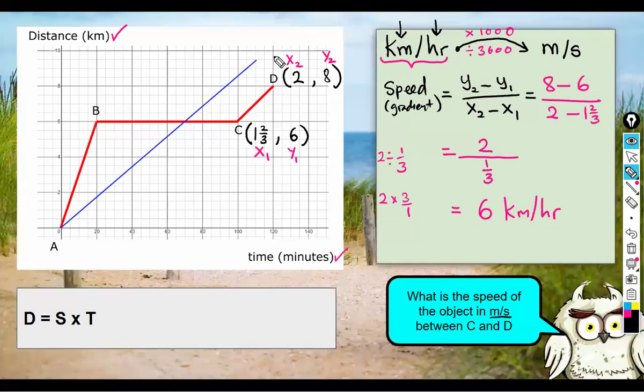Remember how we got the 2 over here? It's 120 divided by 60 because we converted the minutes to hours. And how did we get the 1 and 2/3 here? We took the 100 minutes and divided it by 60. So the answer was 6 kilometers per hour.